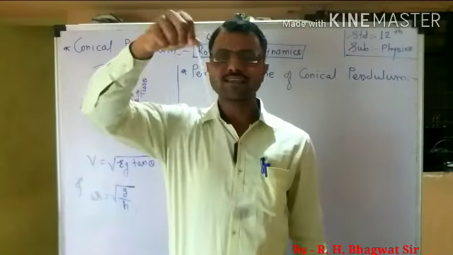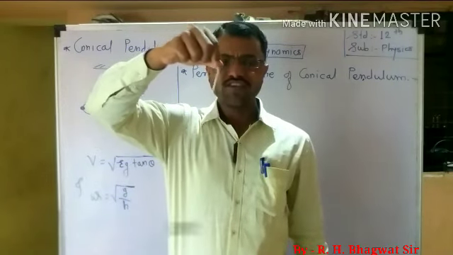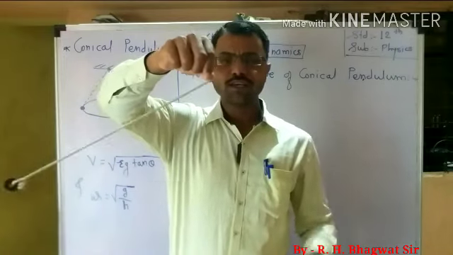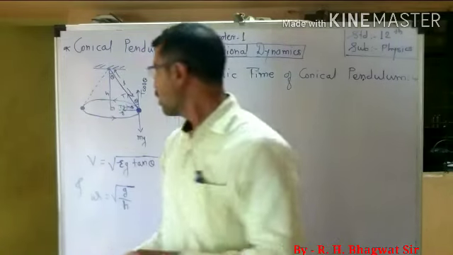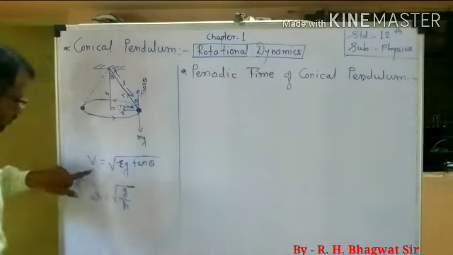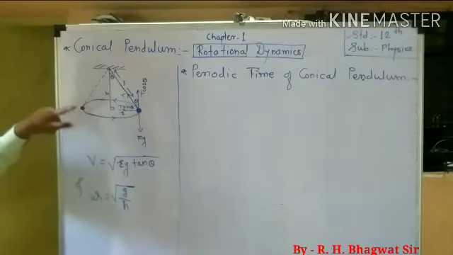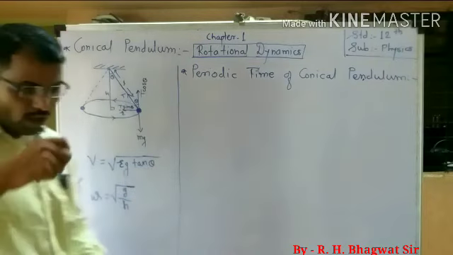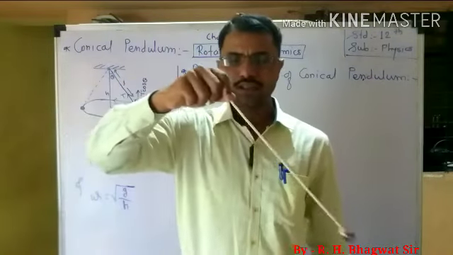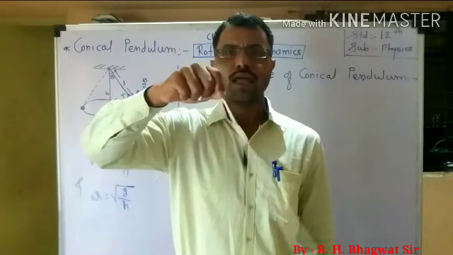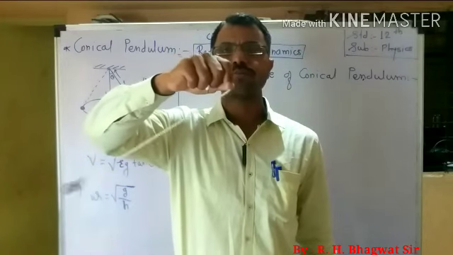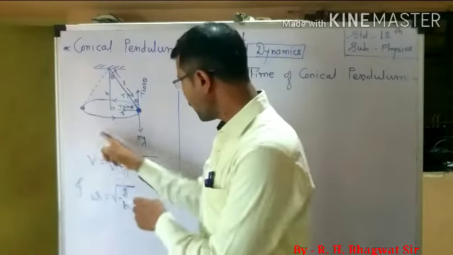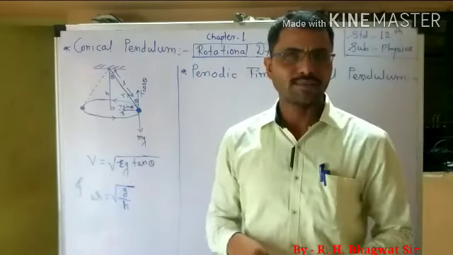Now, when we consider this conical pendulum, if we increase its velocity, its radius increases. Therefore, we have studied that the velocity of the bob of a conical pendulum depends on the radius and angle theta. When the velocity is small, the radius of the circle is small. As we increase the velocity, its radius goes on increasing.